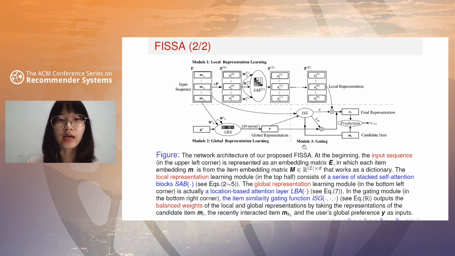The network architecture of our proposed FISA is shown in this figure. We can see that the local representation learning module and the global representation learning module share the same embedding matrix of the input sequence. Then, the local representation and global representation learned by these two former modules are weighted by the gating module to form the final representation.